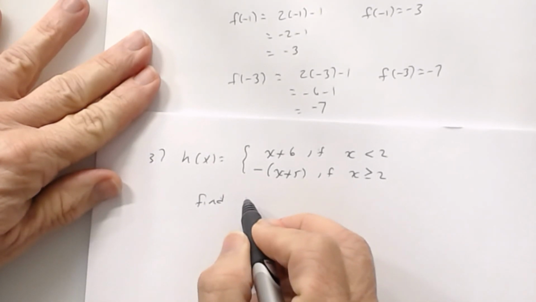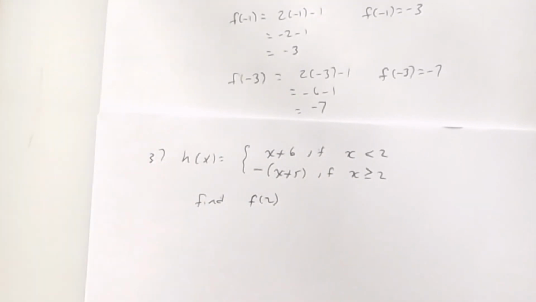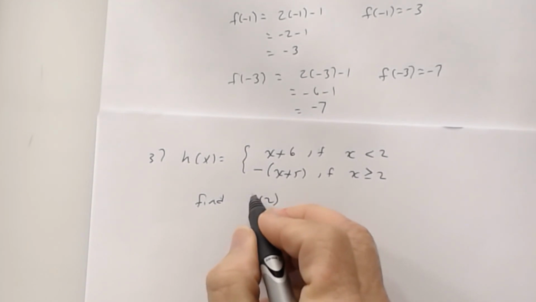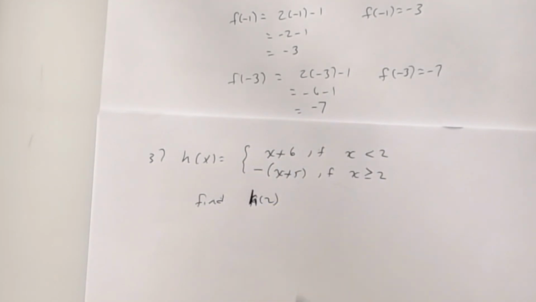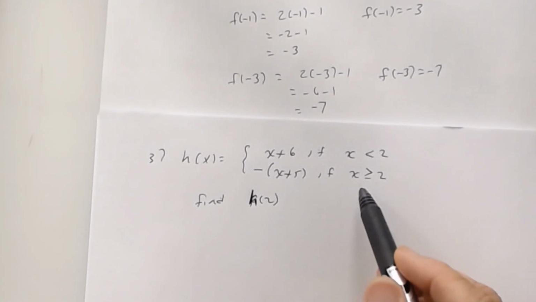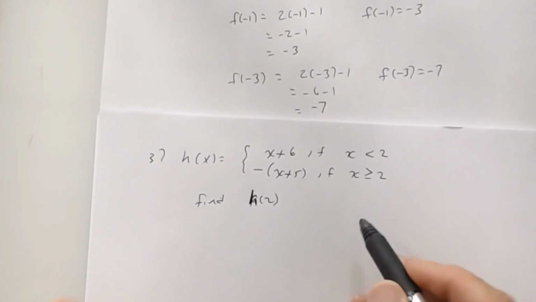So you want to find f of 2. Which part of the function do I use if I want to find f of 2? Sorry, that should be not f of 2, but h of 2. Thank you. The bottom one, because 2 is greater than or equal to 2. 2 is not less than 2. 2 is greater than or equal to 2.